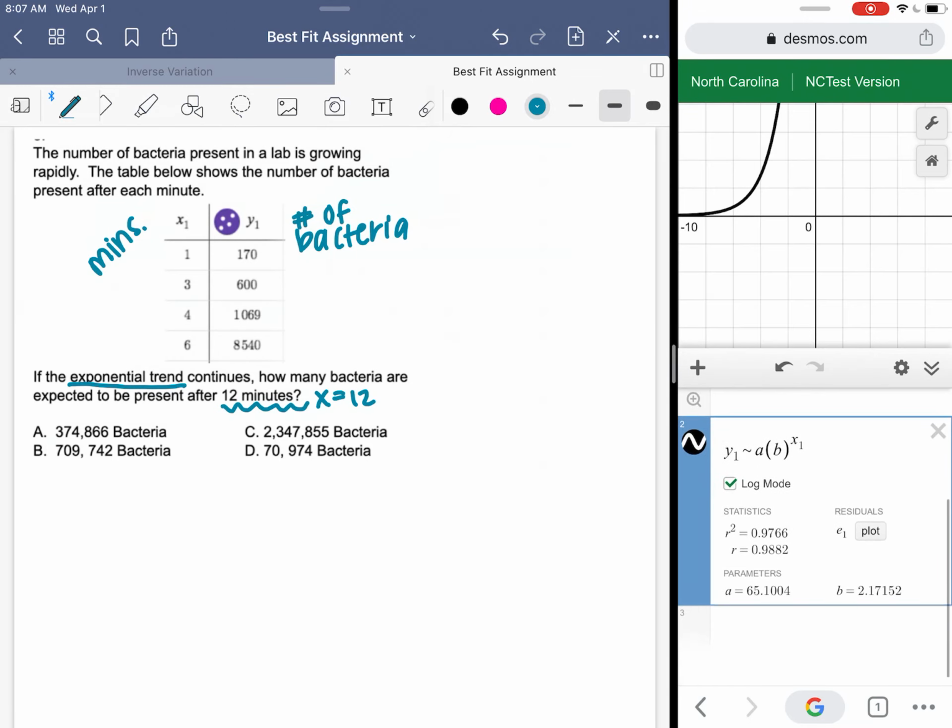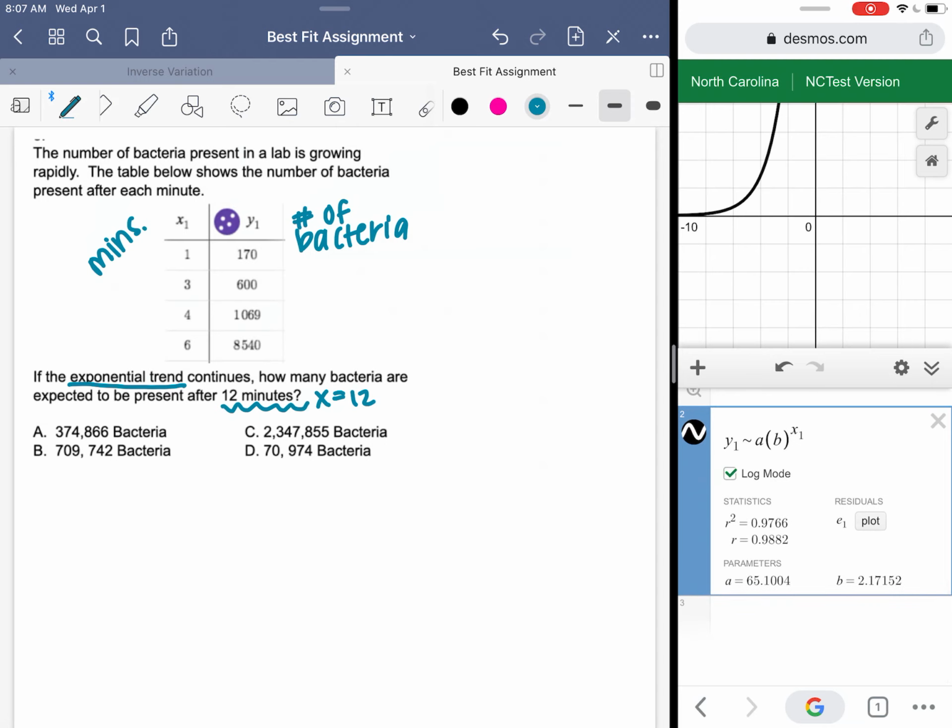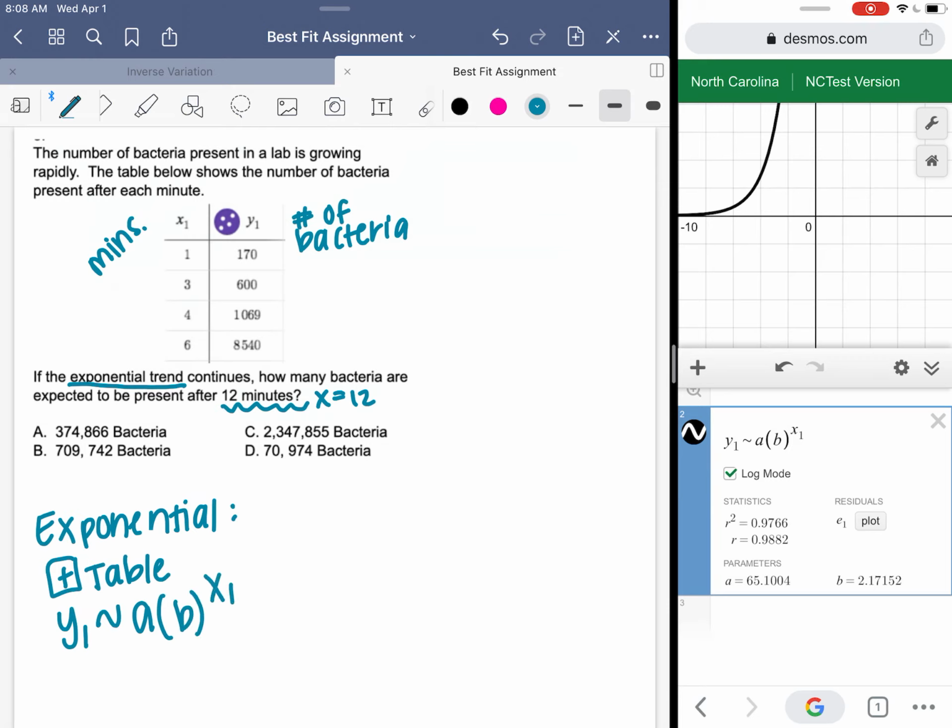Right. So just to remind you what I have put into Desmos, I put in the table, then typed y1 squiggle a b to the power x1. So exponential best fit, I'll remind you. In Desmos, you have to add your table, and then in a new box, type y1 squiggle a times b to the power x1, and you have to click log mode.